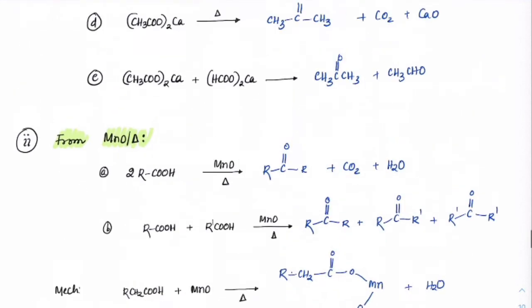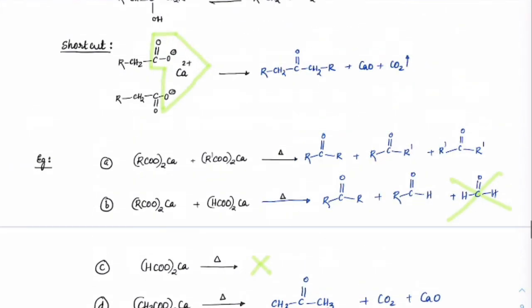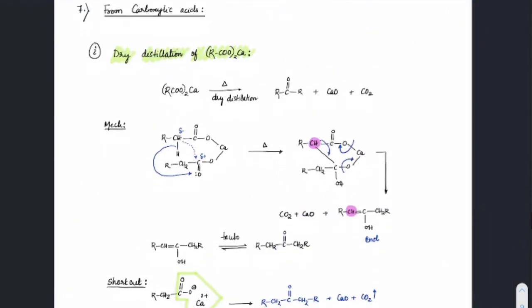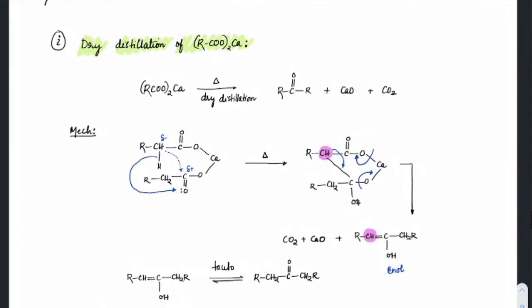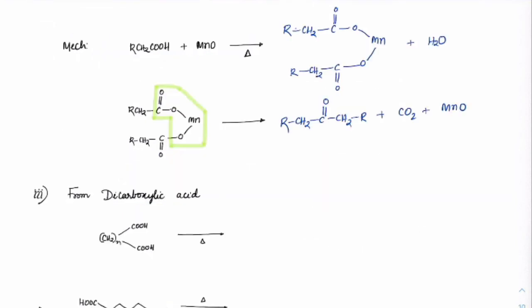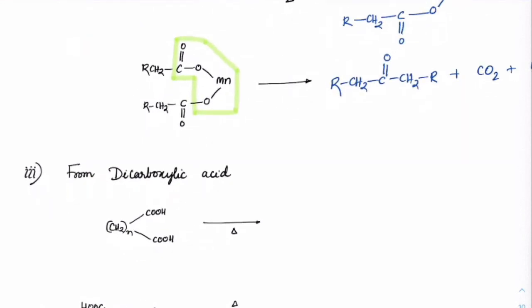Please make a note of these two, with calcium salt and with manganese oxide. We'll just end up with this last reaction. We're discussing how to prepare ketones or aldehydes using carboxylic acids. Another way is from dicarboxylic acids. So if you have 2 carboxylic acids, how can we do this?